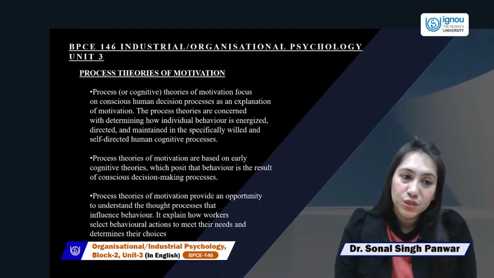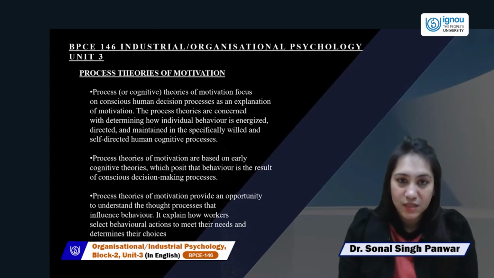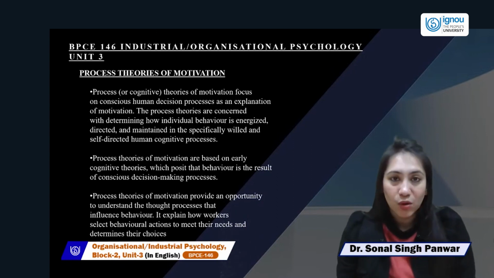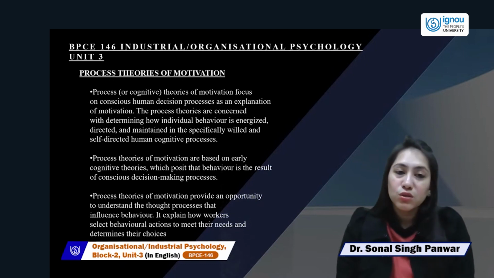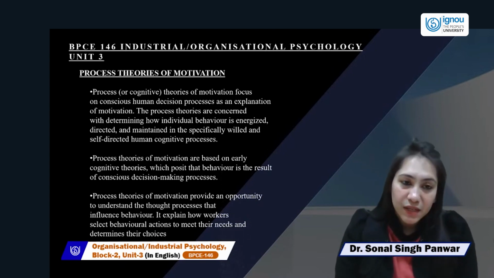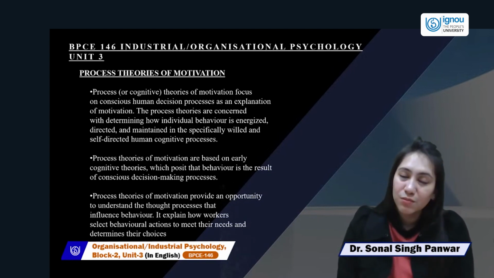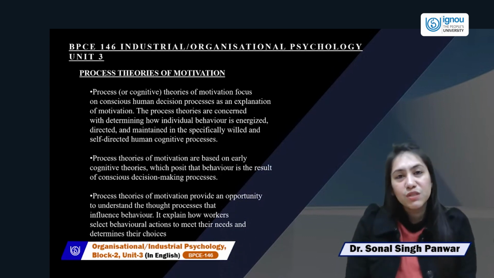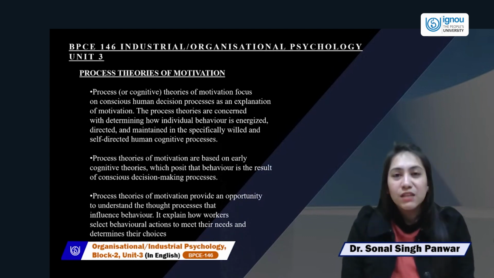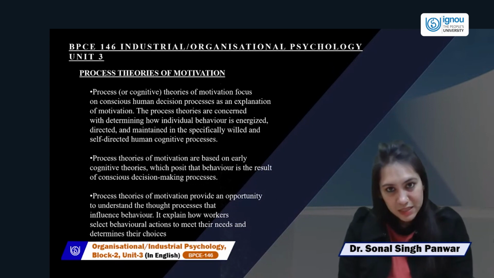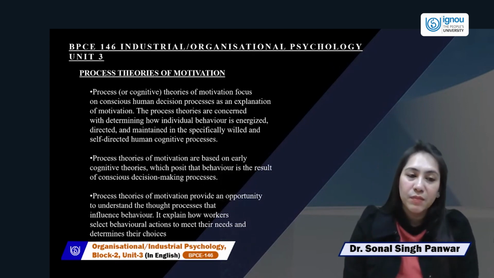These are theories that focus on your conscious human decision processes as an explanation of motivation. So they focus on how we decide on things for motivation. Also, process theories are concerned with determining how individual behavior is energized, how we can increase it, and how we can direct it into a self-directed, goal-directed cognitive process so that people are motivated to perform better. Process theories are based on the early cognitive theories, which speak about how cognition differs at every stage of life. These theories depend upon that.